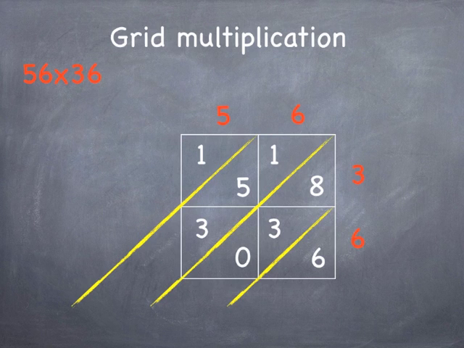The 6 is on its own, so I write that here. 8 plus 3 plus 0 is 11. I write 1 here and carry the other one over to the next diagonal. 1 plus 5 plus 3 plus 1 is 10. Put the 0 here and carry the 1 across. And finally, 1 plus 1 is 2. And there's the answer, 2016.